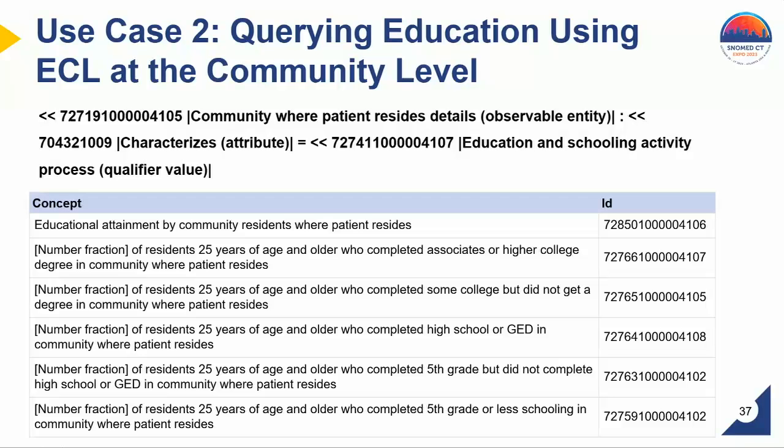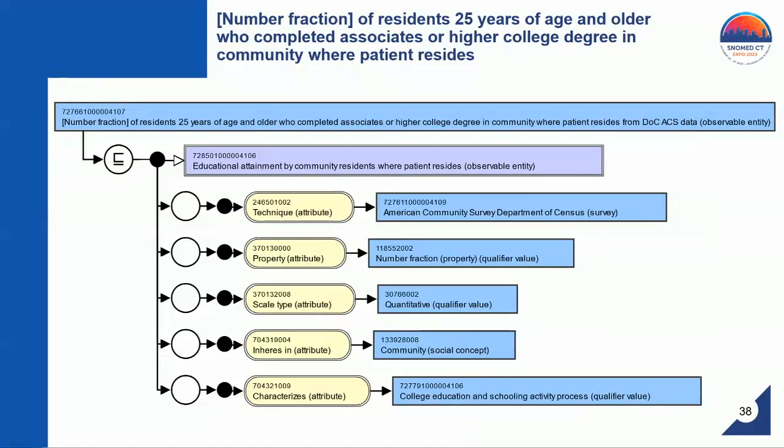Another example that I think represents this much better is education level. So again, you can set up an ECL query to look at education level at the community where the patient resides, and this can be facts about the number of patients or the percentage of patients in a given census tract where they've completed a high school education, associate's degree, et cetera. And you can query this at any level of granularity you want based on the metadata.